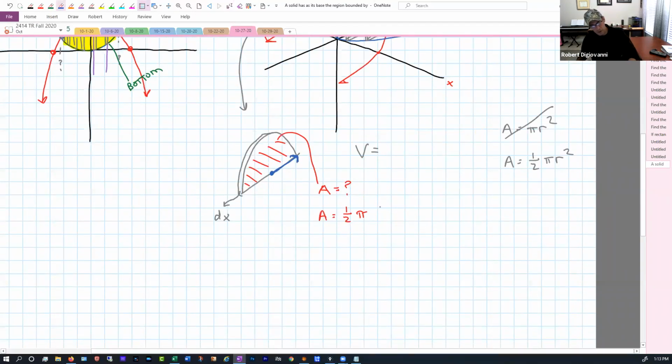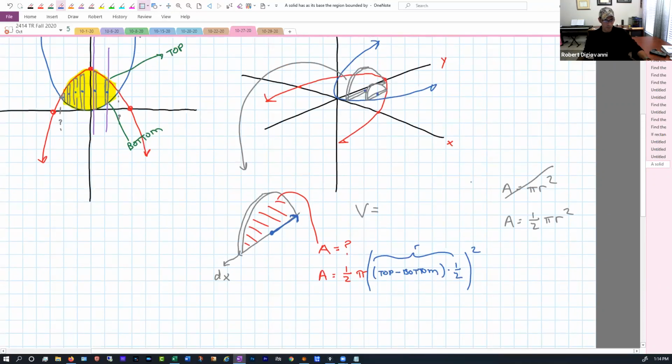Okay, so it'll be the top minus the bottom. That's how long it is. And then I just take half of it. So why don't we just multiply that times a half? So this right here is our radius, right? But then it's radius what? Squared. So the whole distance from here to here is top minus bottom. That's the diameter, right? The diameter is top minus bottom, so the radius is half of that.